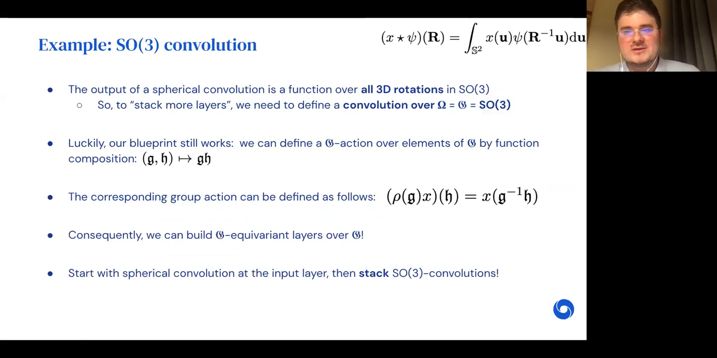Now, luckily, we can use a very standard trick, which makes our blueprint still work in this case, because we can always define a group action of the group over itself by just composing the two corresponding actions. So in this particular case, I apply a symmetry group action G over a group input H by just composing G and H together. So I can perform the outcome of the group action just like before. So we can always build these G equivariant layers over G itself. So what this means is that our spherical CNN will start with a spherical convolution at the input layer. And then every layer after that will be SO3 convolution over SO3 itself.